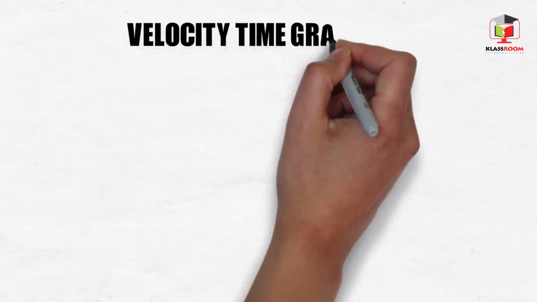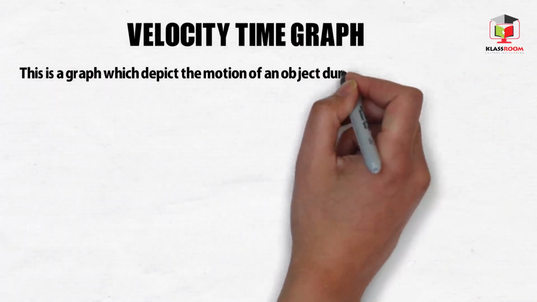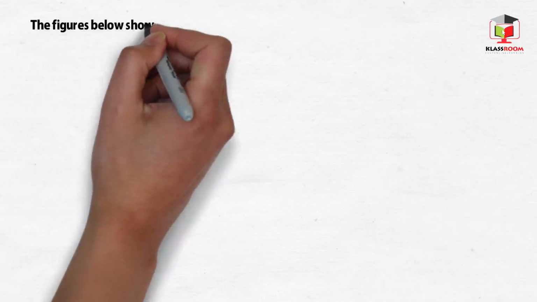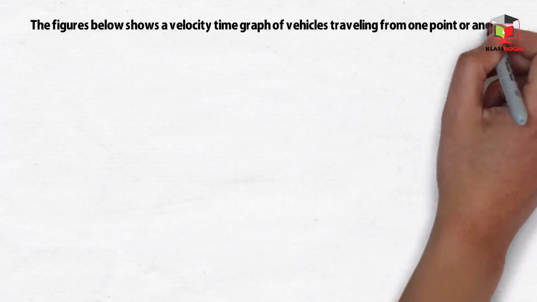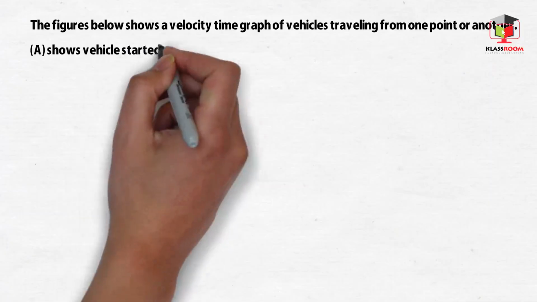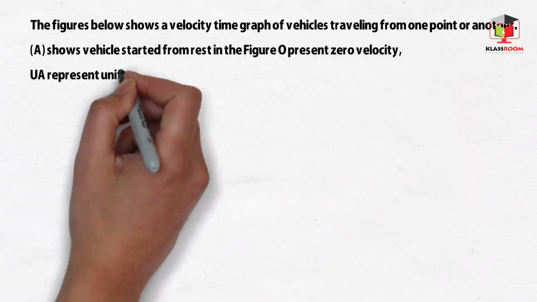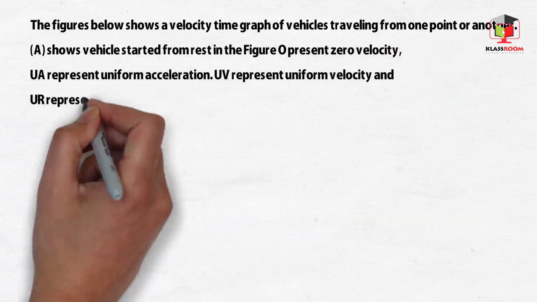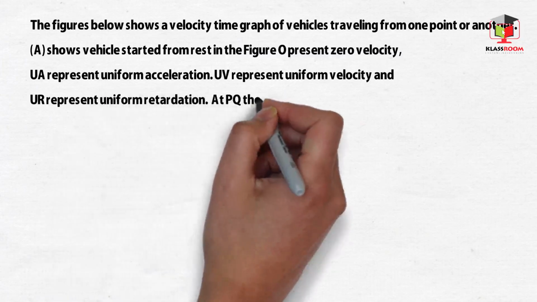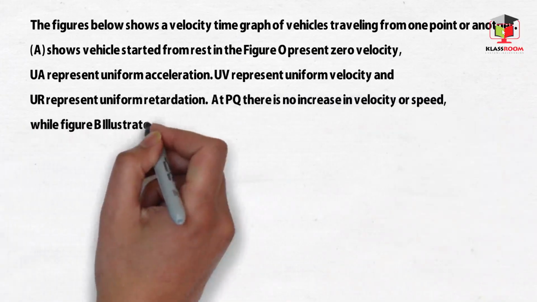Velocity time graph. This is a graph which depicts the motion of an object during an interval of time. The figures below show the velocity time graph of vehicles traveling from one point to another. A shows a vehicle starting from rest. In the figure, O represents zero velocity, UA represents uniform acceleration, UV represents uniform velocity, and UR represents uniform retardation. At PQ, there is no increase in velocity or speed.